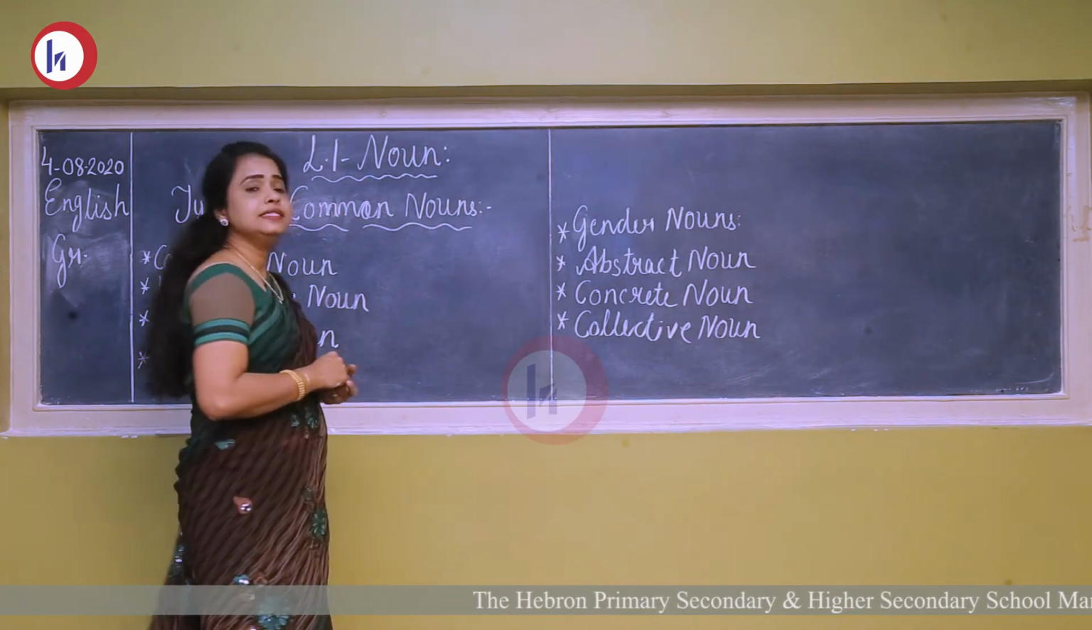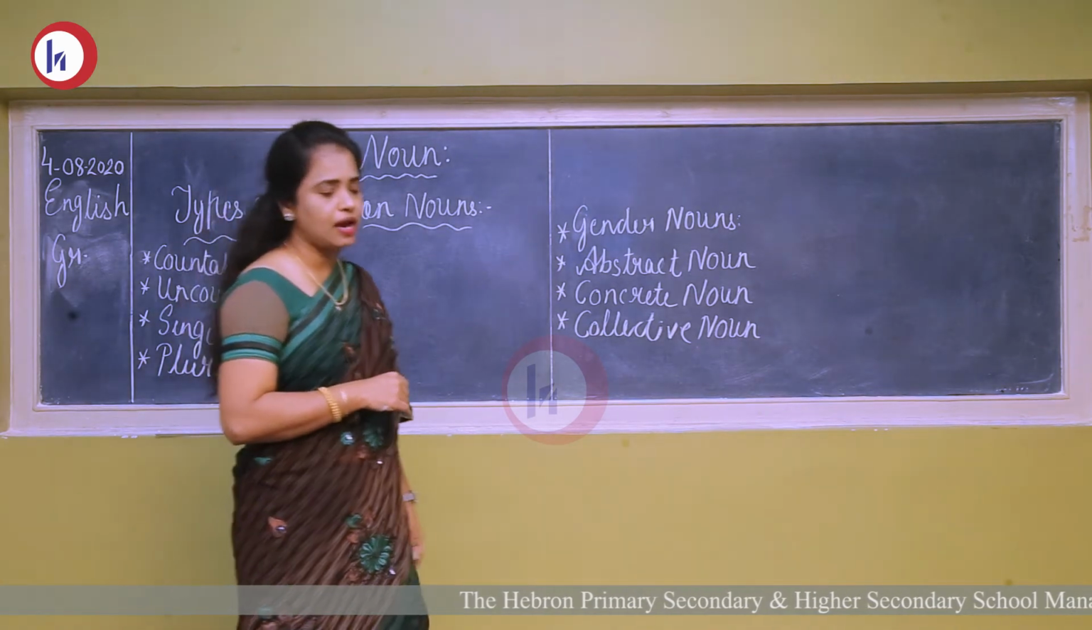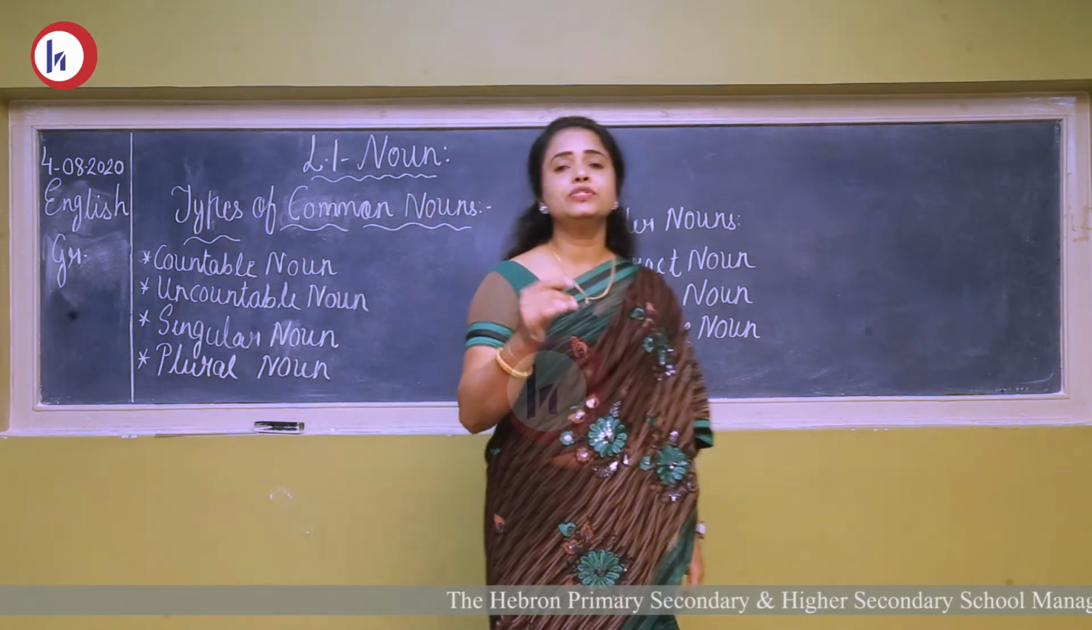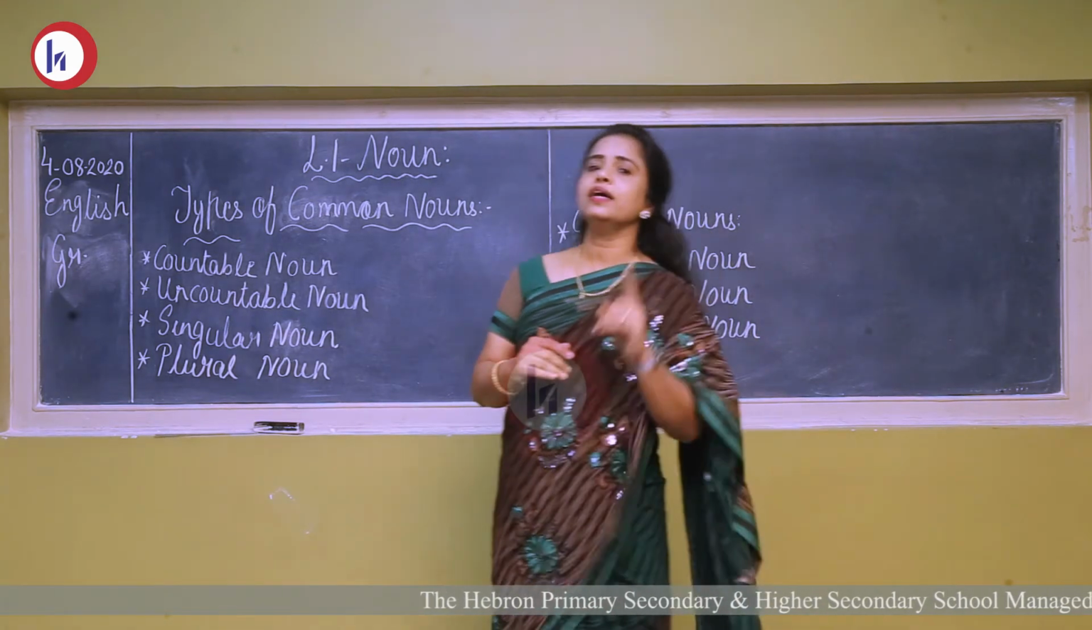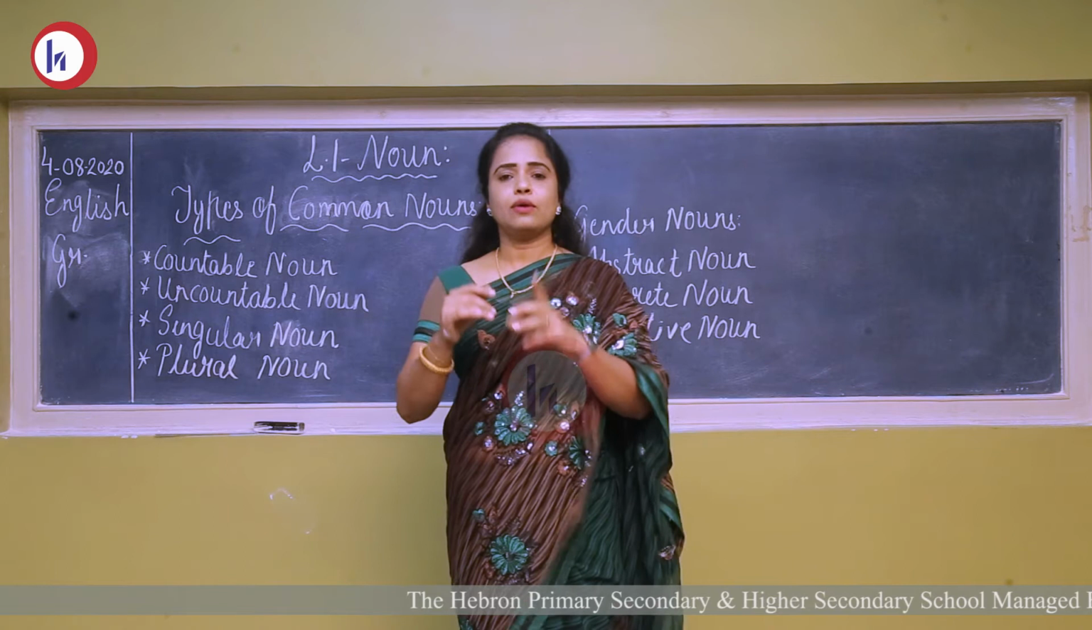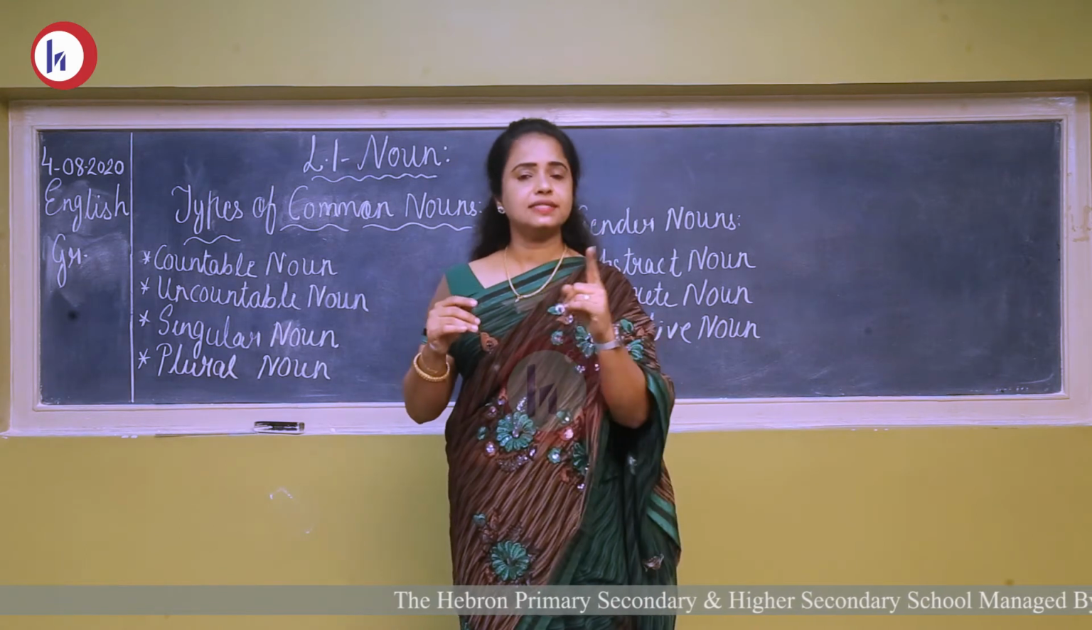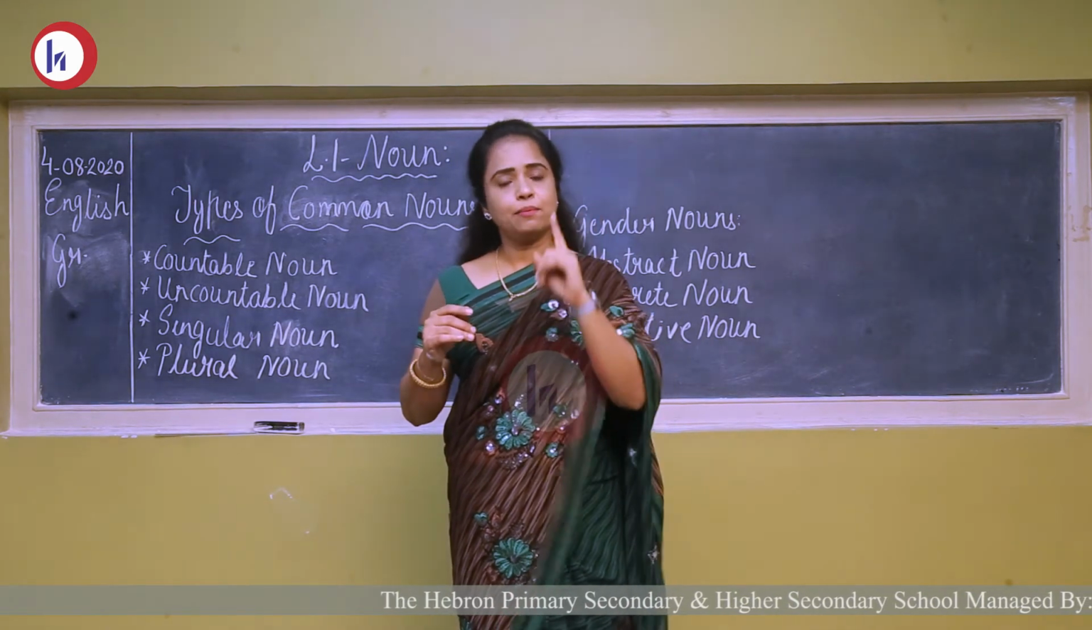The other one is singular noun. What is a singular noun? The noun that is used for only one. Singular means what? Single. So only for one noun. Only one noun. That is, only for one person, place, animal or thing.